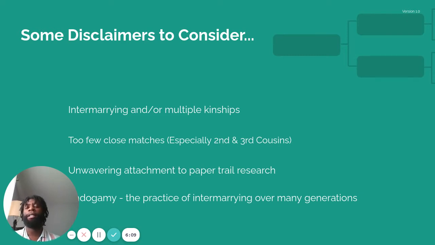Finally, endogamy is another example. This is not an exhaustive list, but endogamy is the process of intermarrying over many generations. So the key word there is that it's a practice, so it's happening over a long length of time. And this can really make it basically impossible, if it's significant, to understand where some of these connections are coming from, because there's multiple compounded connections on the same lines.